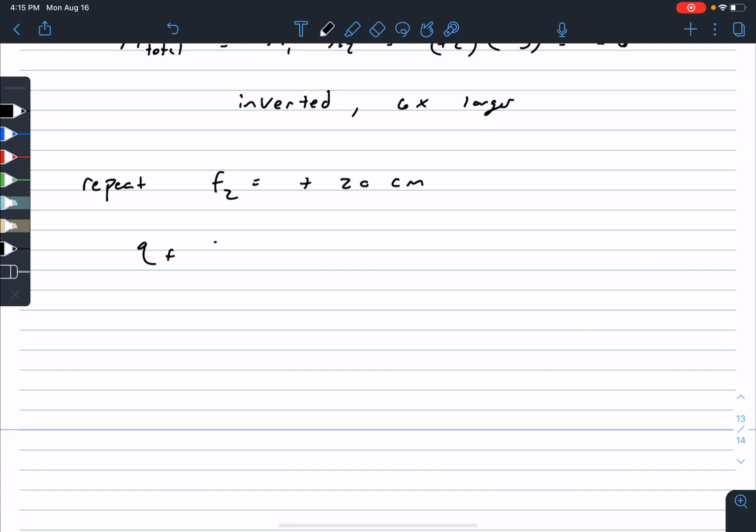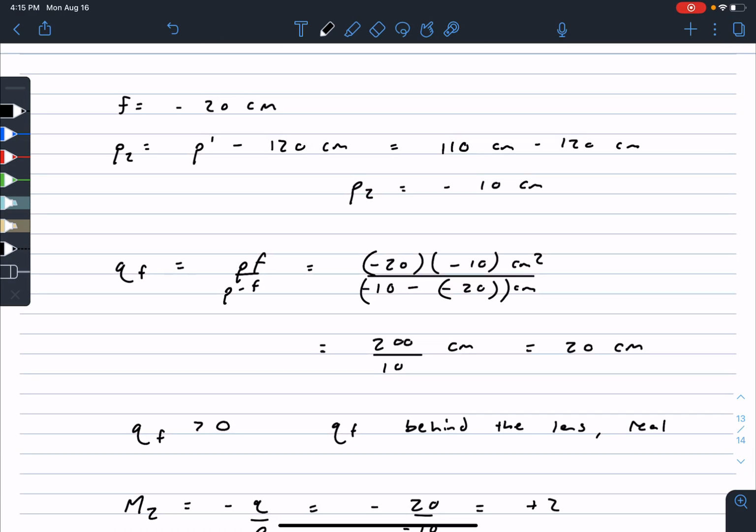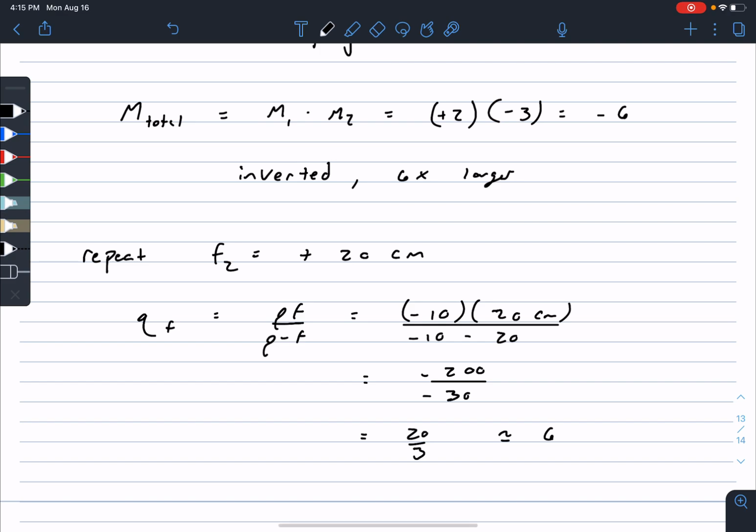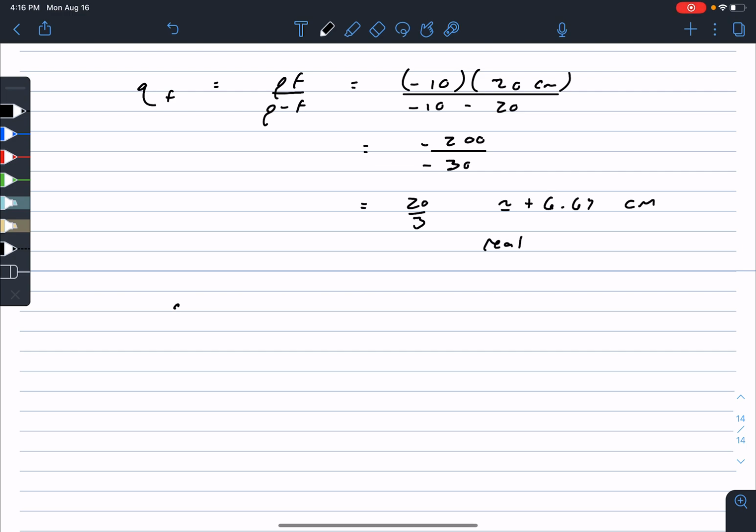Okay, so Q final is going to equal PF over P minus F. That's going to be, what was it? Negative 10 times 20 over P, negative 10 minus 20, right? So that's going to give us a value of negative 200 over negative 30, which gives us a value of 20 over 3, which gives us a value of approximately 6.67 centimeters. It's a positive value. If we know it's a real image, since it's positive, also we know it's behind the lens.